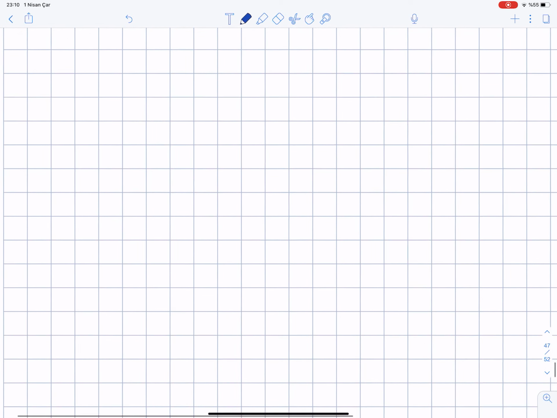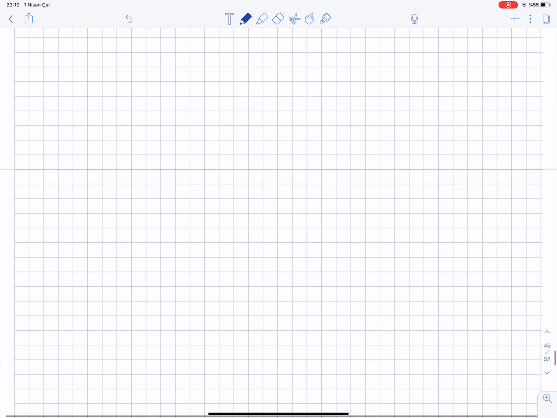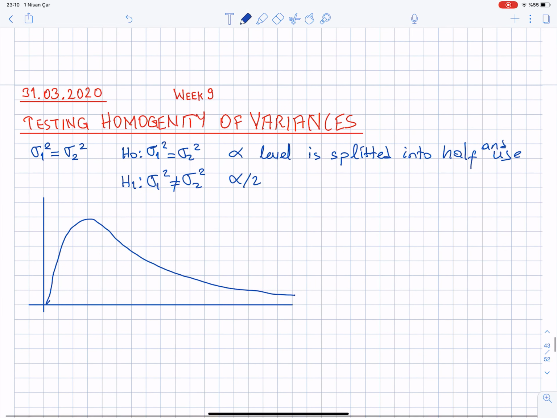Okay, let's go back to the lecture notes. This is a comparison of two variances, checking whether two populations are homogeneous or heterogeneous. If you reject the null hypothesis, you will conclude that the variances are heterogeneous, otherwise they are homogeneous. If they are homogeneous, you use this information for the comparison of two independent sample means, and use the pooled variance with a single degree of freedom, n1 plus n2 minus 2.